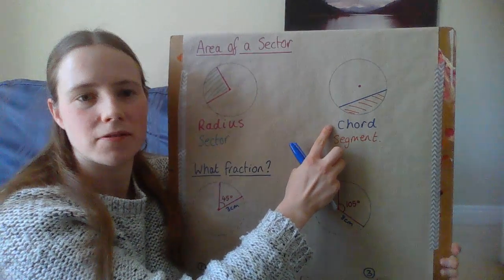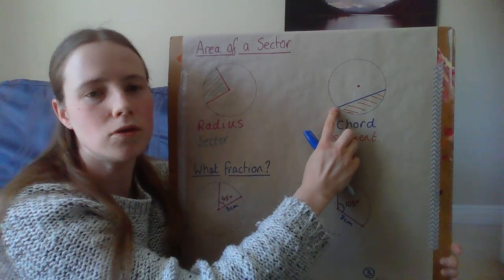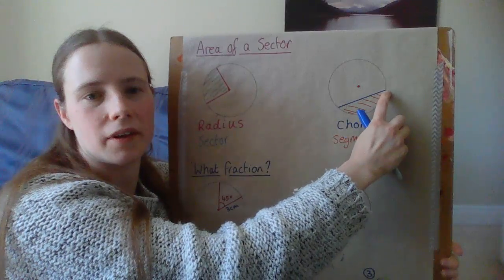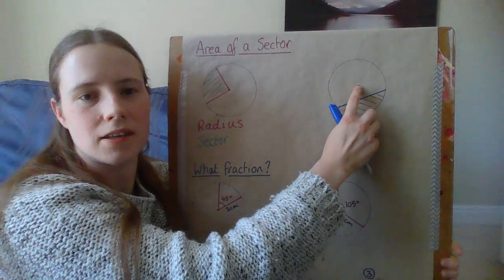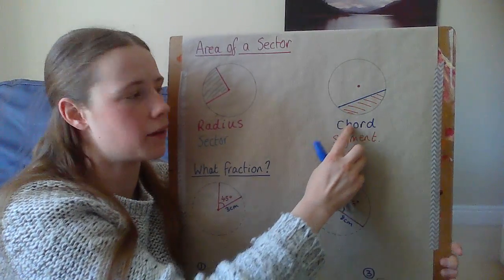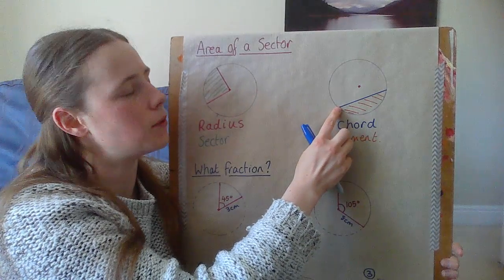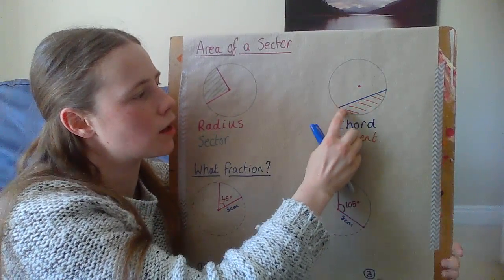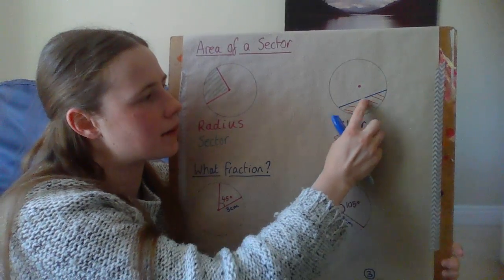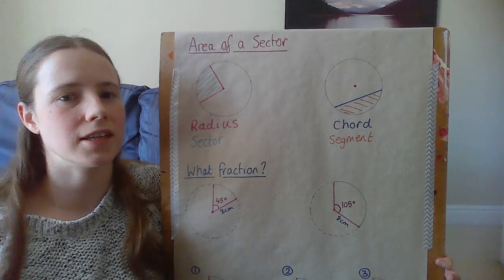Two other bits of terminology that we don't need for the moment, but just to help you distinguish between the two. A chord is a straight line that goes from one point on the circumference to another. So it does not have to go through the centre, and therefore it wouldn't be a radius. A segment is the shape that you get when you enclose the area between the chord and part of the arc length, part of the circumference. So that area there is a segment, not a sector. Today we're only dealing with sectors.